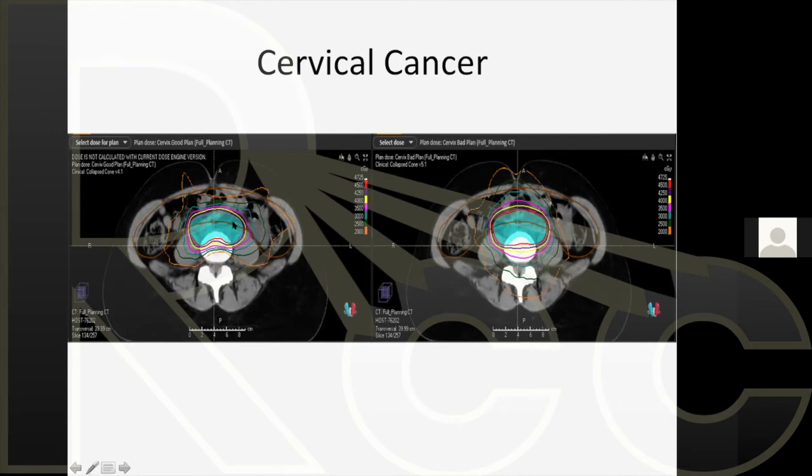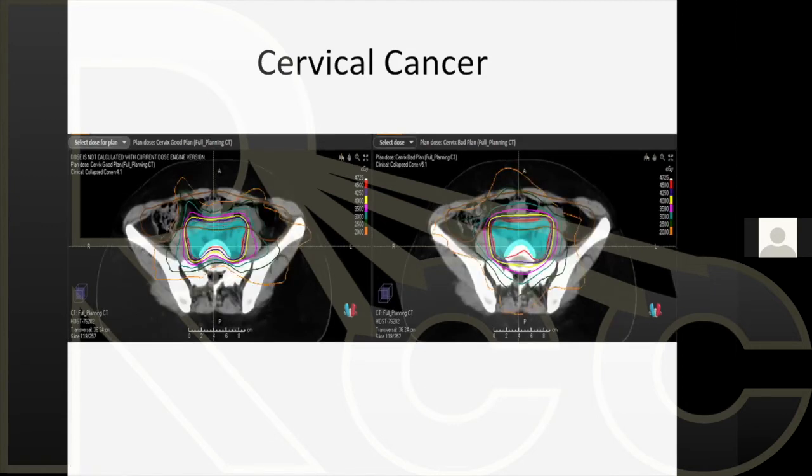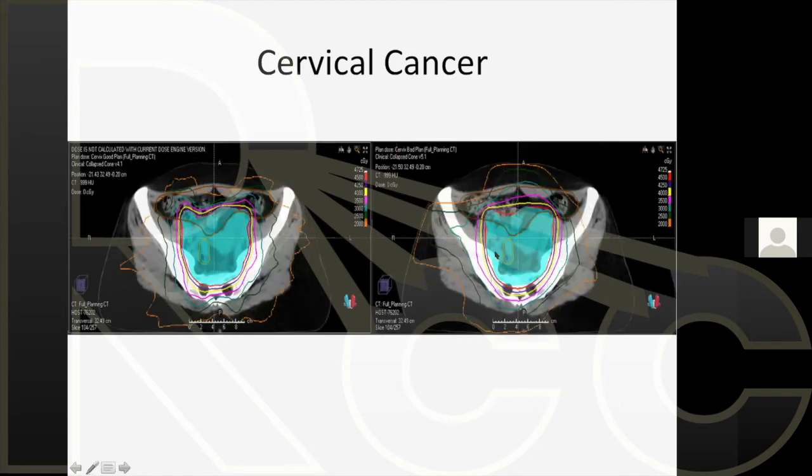And what you're going to look at is, what is my 45 gray line covering? So here you can see the 45 gray line is here. There's actually no 45 gray line, or little of that 45 gray line. But as we go down, you can see the 45 gray line is much more conformal here, where it really is just treating my PTV. As we keep going down, you look at your 45 gray line, and you're looking at how much bowel it's treating. And you can see, again, this one is much more conformal than this one.